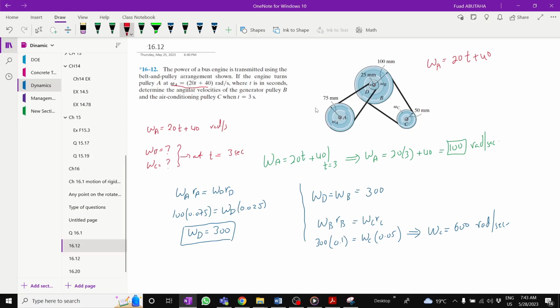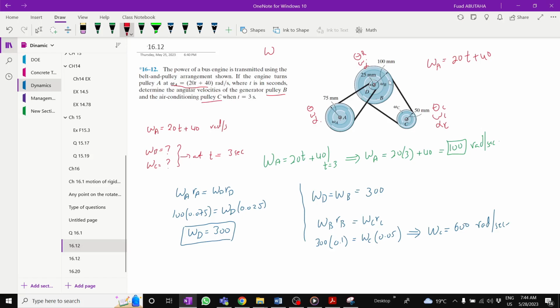So for each disk, it should have theta for A, omega for A, alpha for A. For this D or P, we will have theta for P, omega P, and the same for alpha, the same for D, and also the same for pulley C. We need to have theta C, omega C, and alpha C. What is being asked is to determine the angular velocity, omega, of pulley P and pulley C.